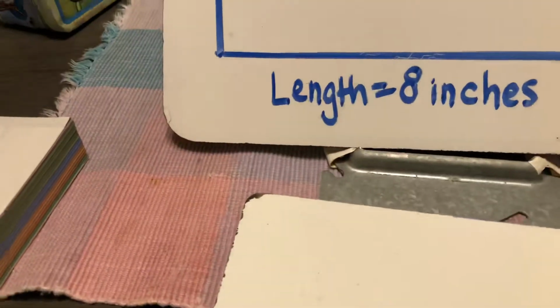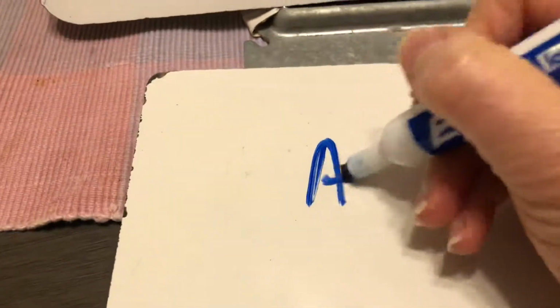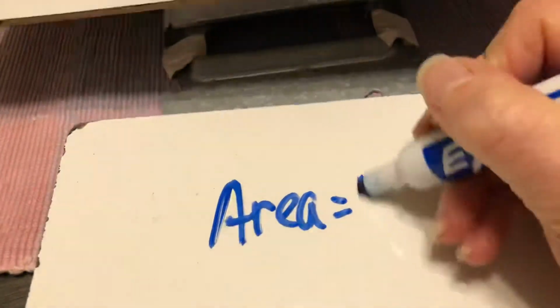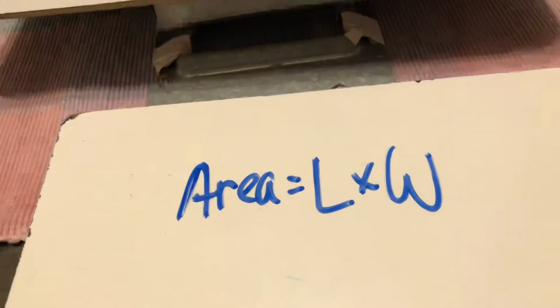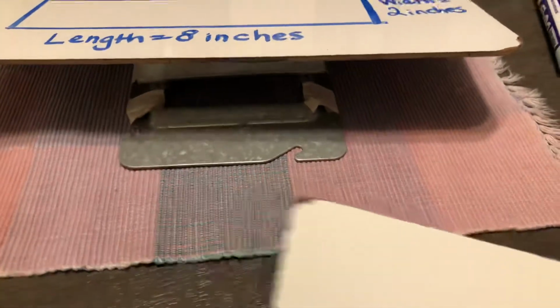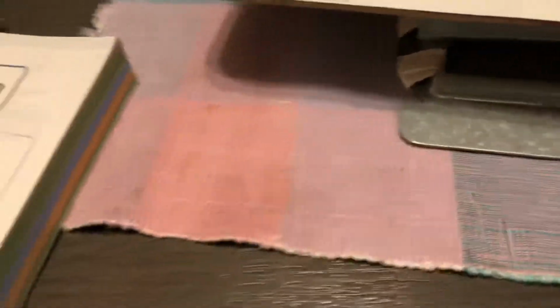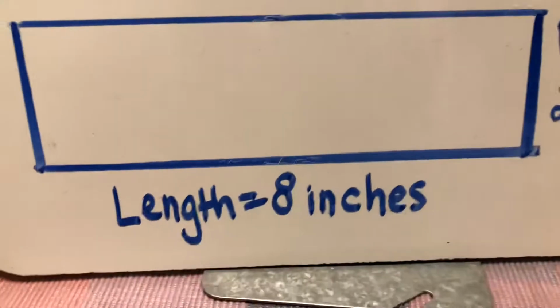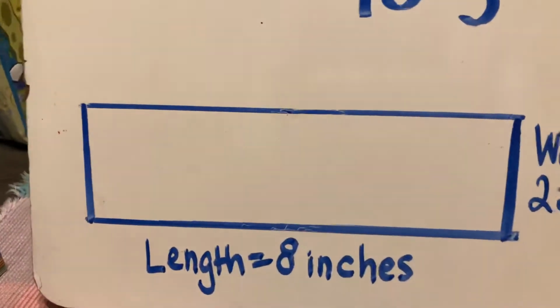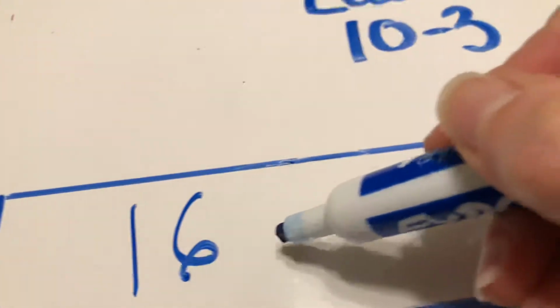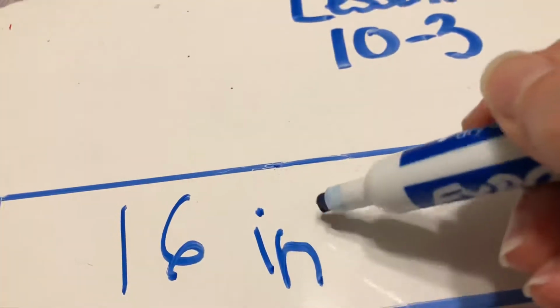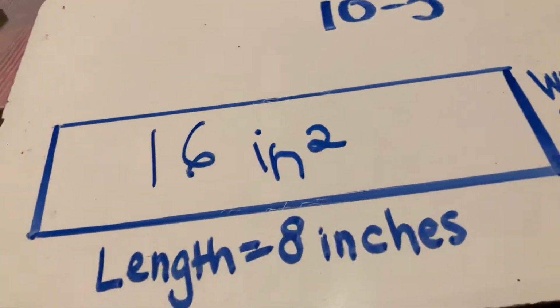Oops, there goes my rectangle. Area equals length times width. That's all it is. So if we have our rectangle with a length of 8 and a width of 2, 8 times 2 is what? Yes, 16. But we would also write that as 16 square inches, just like how we do it for volume.